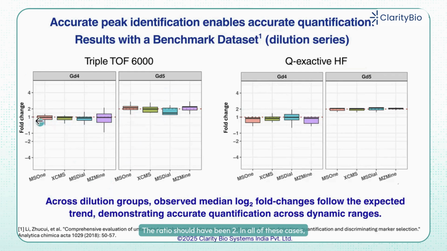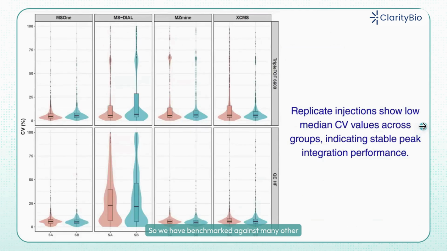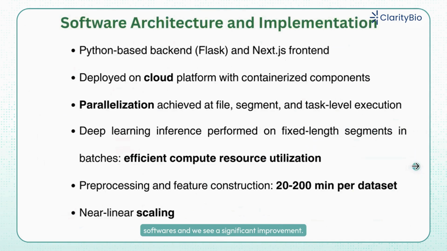In all of these cases, we can see that with MS1 the ratio is close to 1. In some cases, it is either less or the deviation is a lot more. So we have benchmarked against many other software packages, and we see a significant improvement.